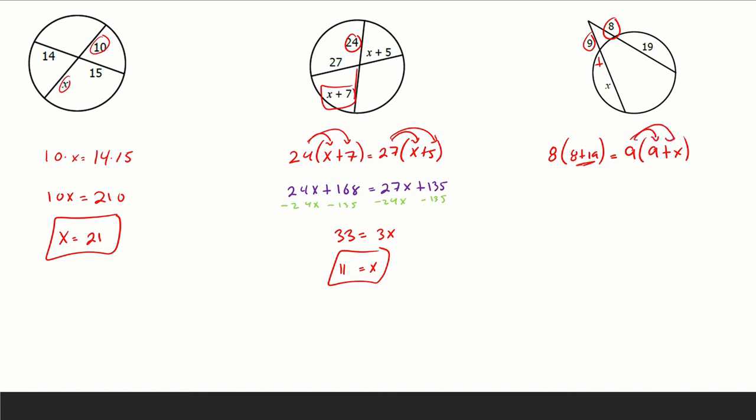Here I can simplify before multiplying, so we have 8 plus 19 is 27, and on the right side we have 81 plus 9x. On the left side, 27 times 8 is 216, and that equals 81 plus 9x. Subtract 81 from both sides and we get 135 equals 9x. Divide both sides by 9 and we get x to be 15.